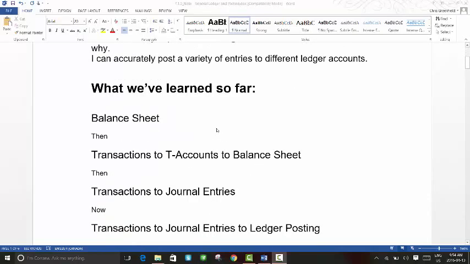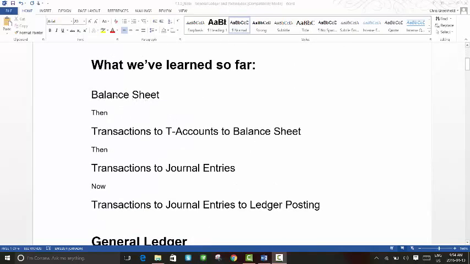So just kind of recapping what we've learned so far. At the beginning of the semester, we learned about the balance sheet so we can understand how a business looks from a point of view of dollars and cents. We then learned about transactions and how to post those transactions to T accounts, which we then use the balances from those T accounts to create a balance sheet. So, to that point was a pretty full picture of the process.